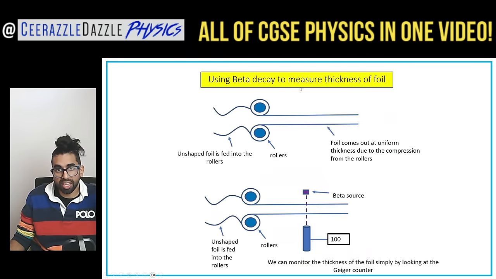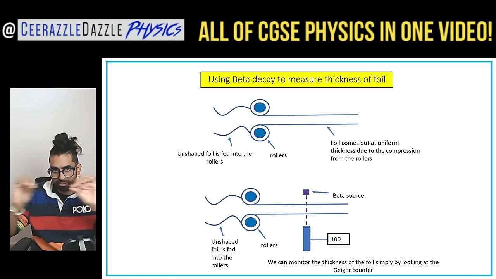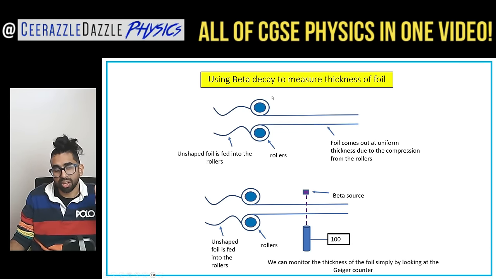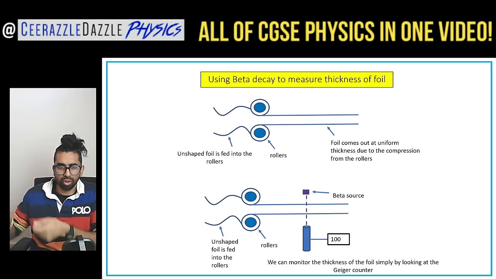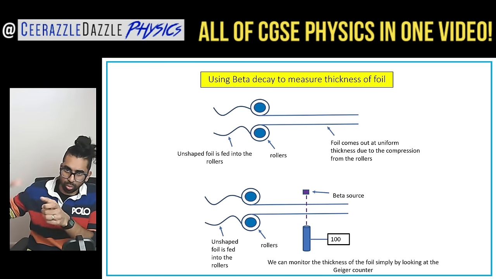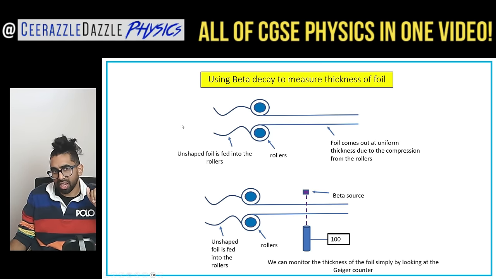Using beta decay to measure the thickness of foil. How they actually keep the foil that's in your kitchen that thin is going to be via this method. Over here you've got some giant bit of metal coming in, and there are two rollers here. The rollers are designed to squash all that metal into a nice thin strip over here. So it enters on one side and it uses the rollers to squash it.